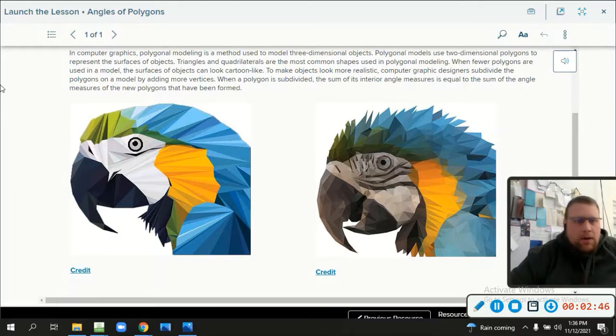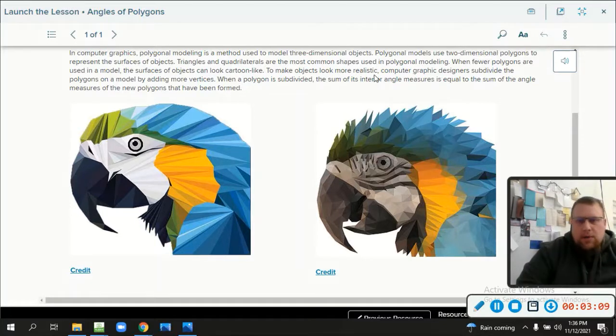When fewer polygons are used in a model, the surface of the objects can look cartoon-like, kind of like this one right here. It says fewer objects. So you see the shapes are larger, so fewer assets are being used. Over here, the shapes have been broken down into smaller shapes, so it's a little less cartoony looking. Arguably, if you really do that a lot more, it'll look more and more realistic.